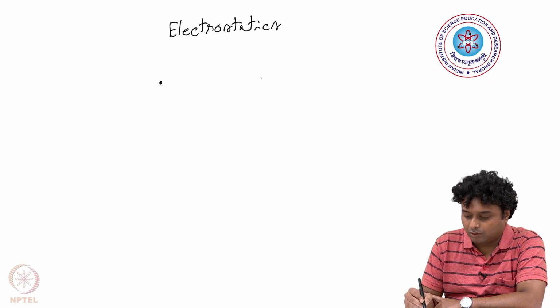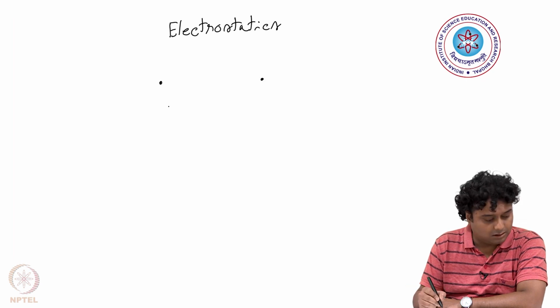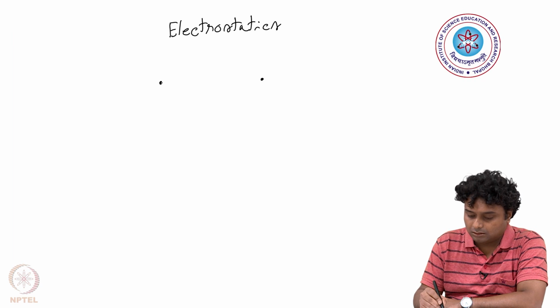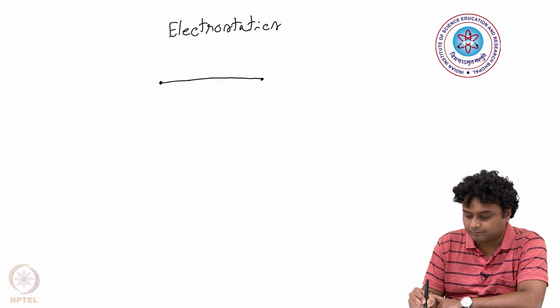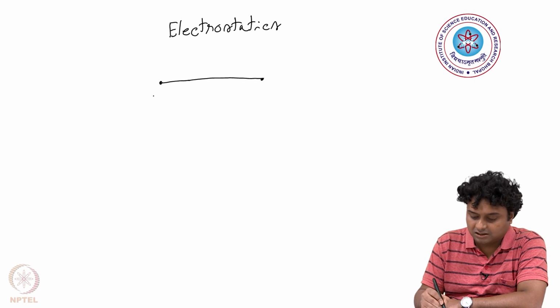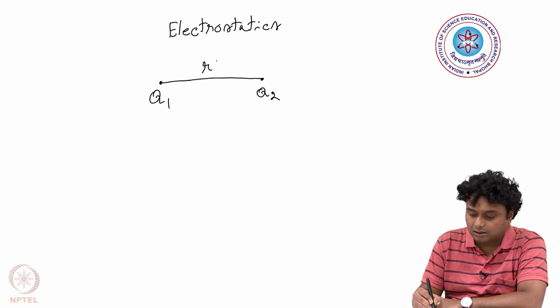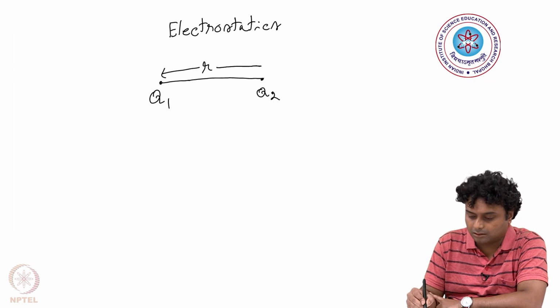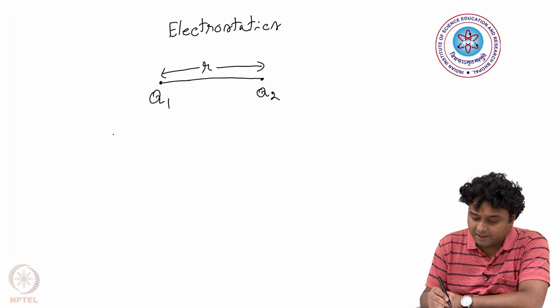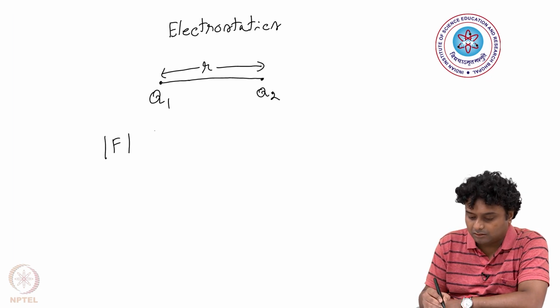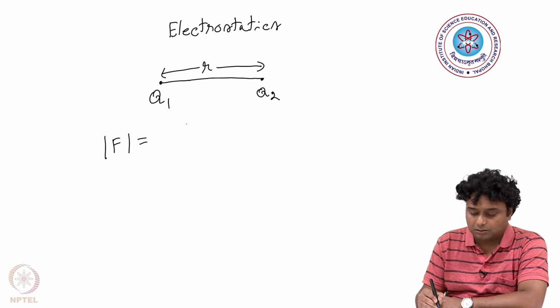I am not going to write down the law, but I will just brush up the formulas once. So let's say these are two charges Q1 and Q2, and I am not writing any sign for them, and they are apart by a distance r. Then what is the magnitude of the force that one charge exerts on the other?